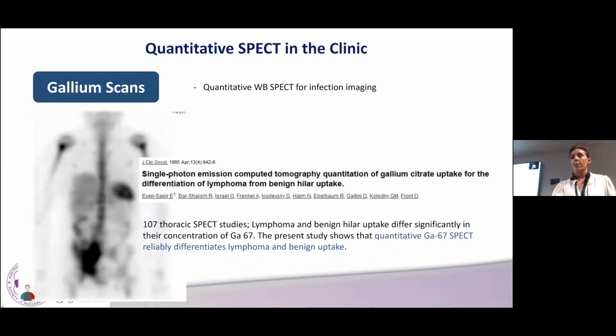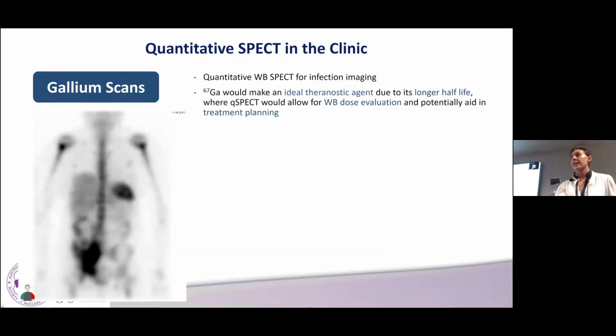But another area where I think we'll find gallium-67 quantitative SPECT play a role is that as a theranostic agent. And gallium-67 hasn't really received a lot of attention in this sphere yet, but I do feel pretty confident that it will be coming in the next several years. It has a very suitable half-life of around 3 days, so it's great for those imaging studies where we want to image several days after injection.